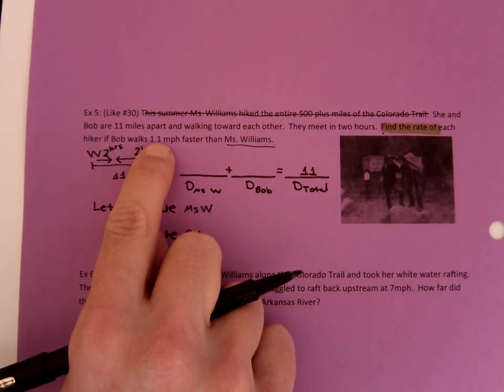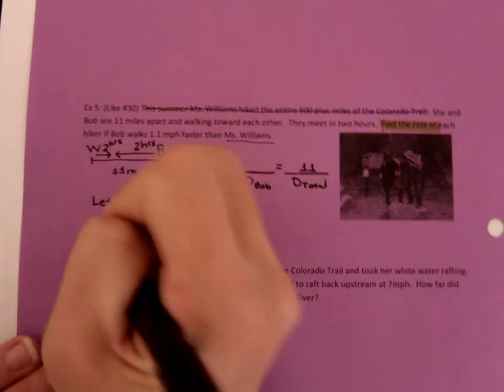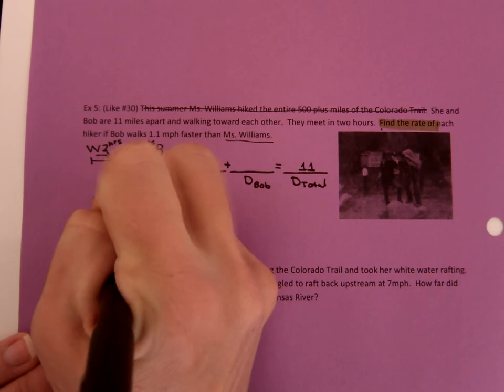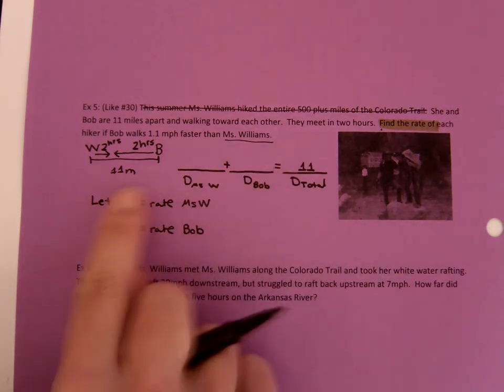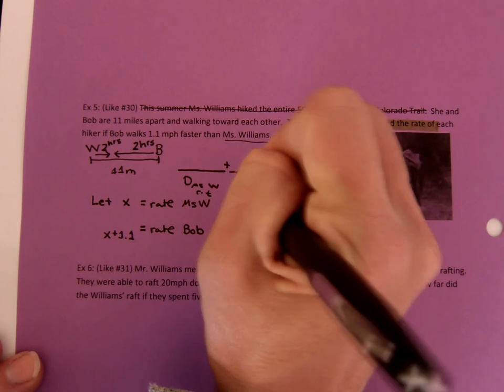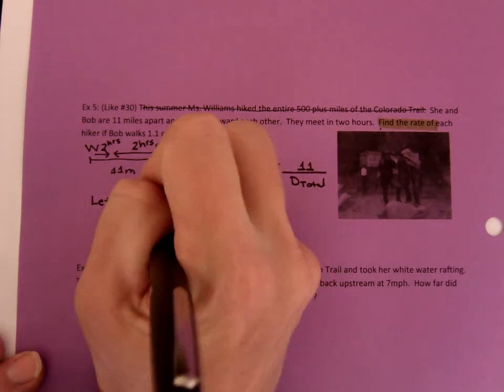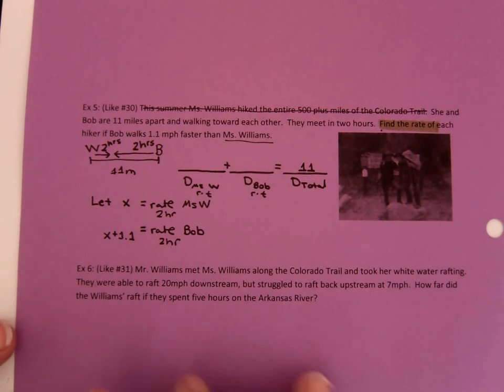1.1 faster. Is that more or less? More. So how do I do more? Plus. Excellent. So we do x plus 1.1 for Bob's rate. And then how long did each of us, because what else do we need for distance? We need rate and time. What was each of our time? 2 hours. Good. 2 hours. Okay, I think we have everything that we need. Are we ready?